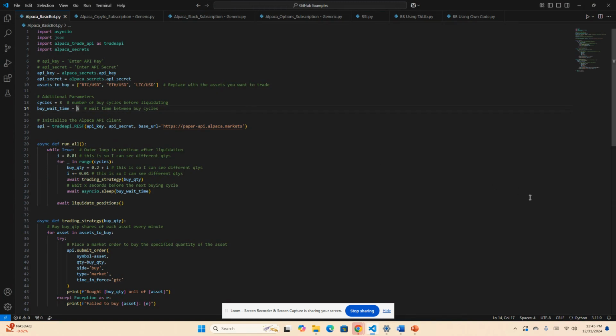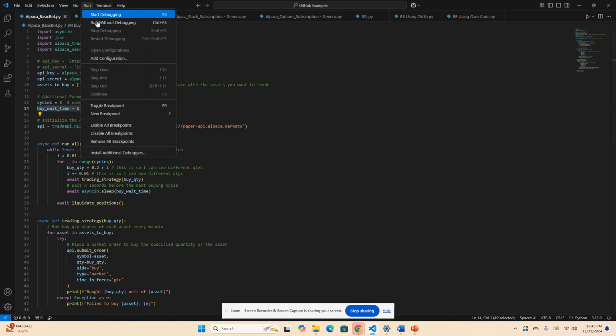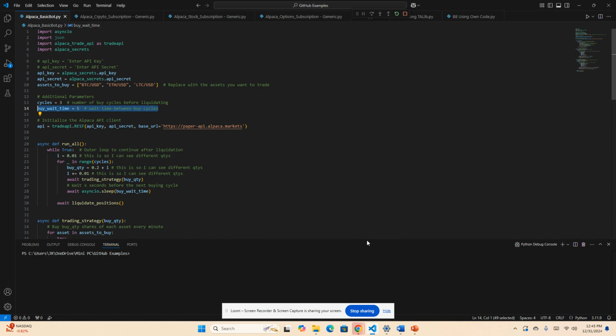So first we have a basic trading bot, and this operates purely based on time. It has no reliance on technical indicators or any real foundational concept other than just time. So what this is going to do is it's going to buy a set amount of assets 3 times in a row. It's going to wait 5 seconds in between each loop, and then it's going to liquidate everything, and then it's going to repeat. And that's what you're going to see here in the output.